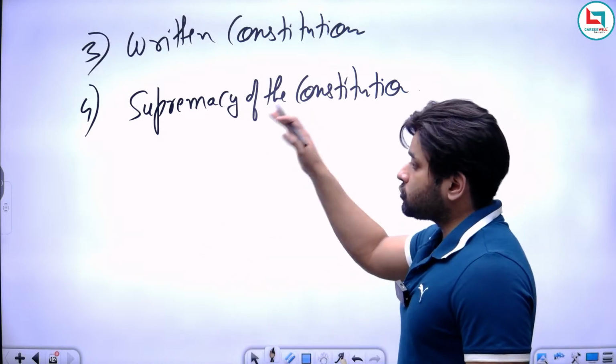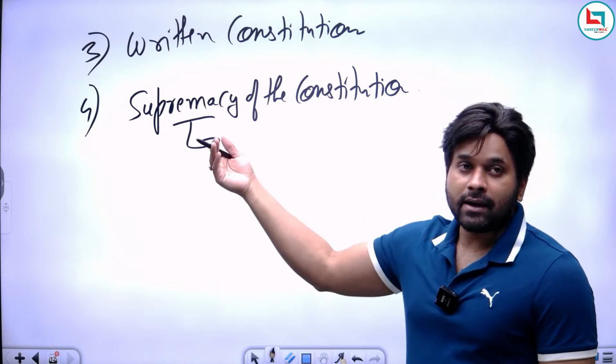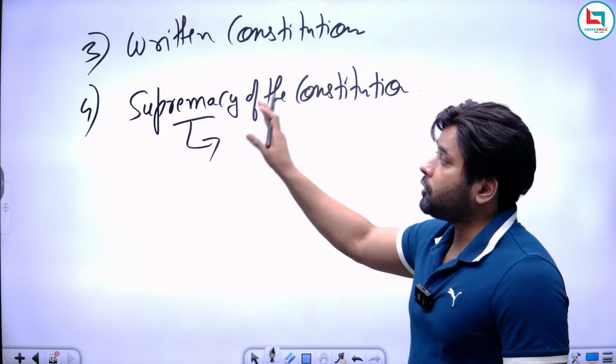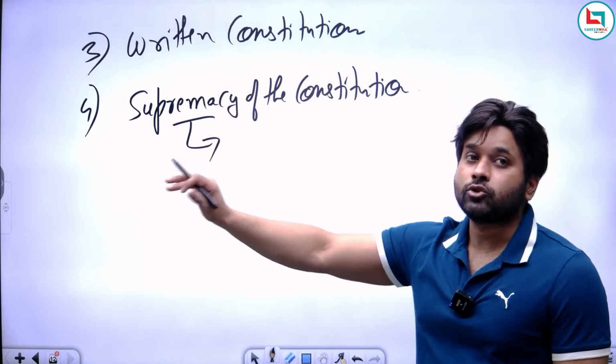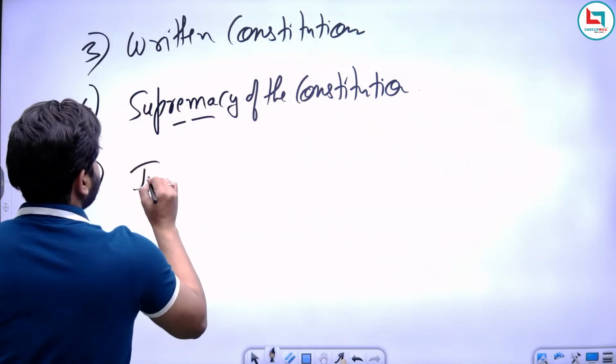And who will ensure the supremacy of the constitution? That is why I said that the judiciary should be independent. It is the task of the judiciary to ensure that the constitution remains supreme. So I can write this separately, that the fifth federal feature is independent judiciary.